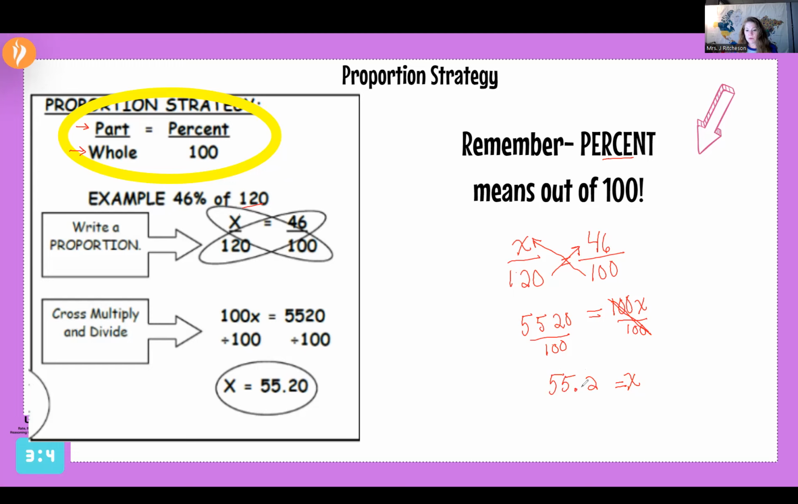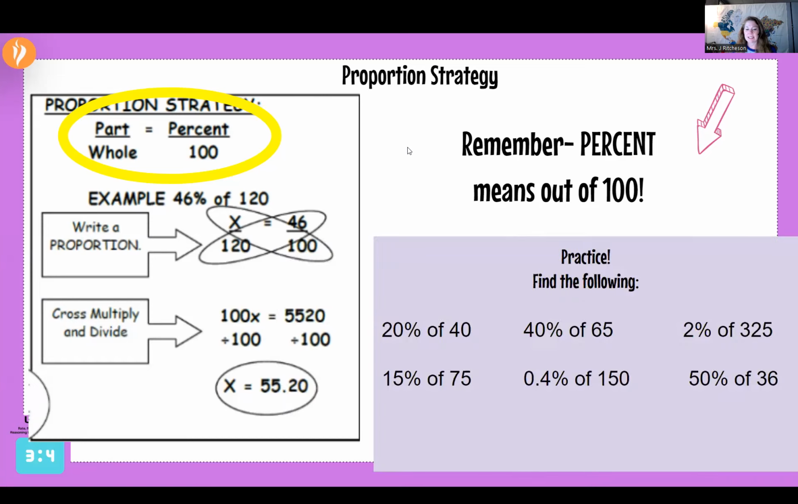So 46% of 120 is 55.2. Now, I realize that's a lot more steps than what we did the first time. However, it's going to come in very useful for us later on in this lesson.